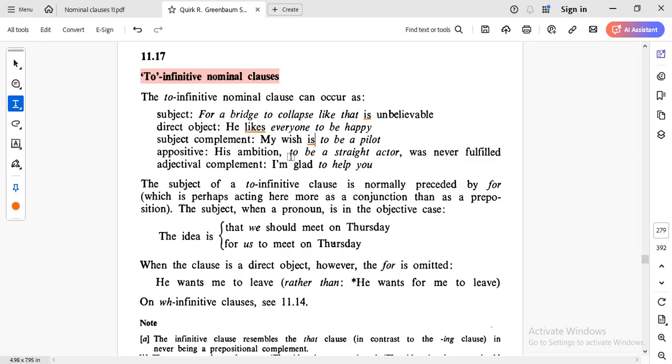His ambition to be a straight actor was never fulfilled. To be a straight actor, apposition after the subject between two commas, was never fulfilled, a verb. And finally, I am glad to help you. I subject, am is a verb to be, and glad is an adjective here. The to-infinitive clause comes after the adjective. That's why it is adjectival complement.